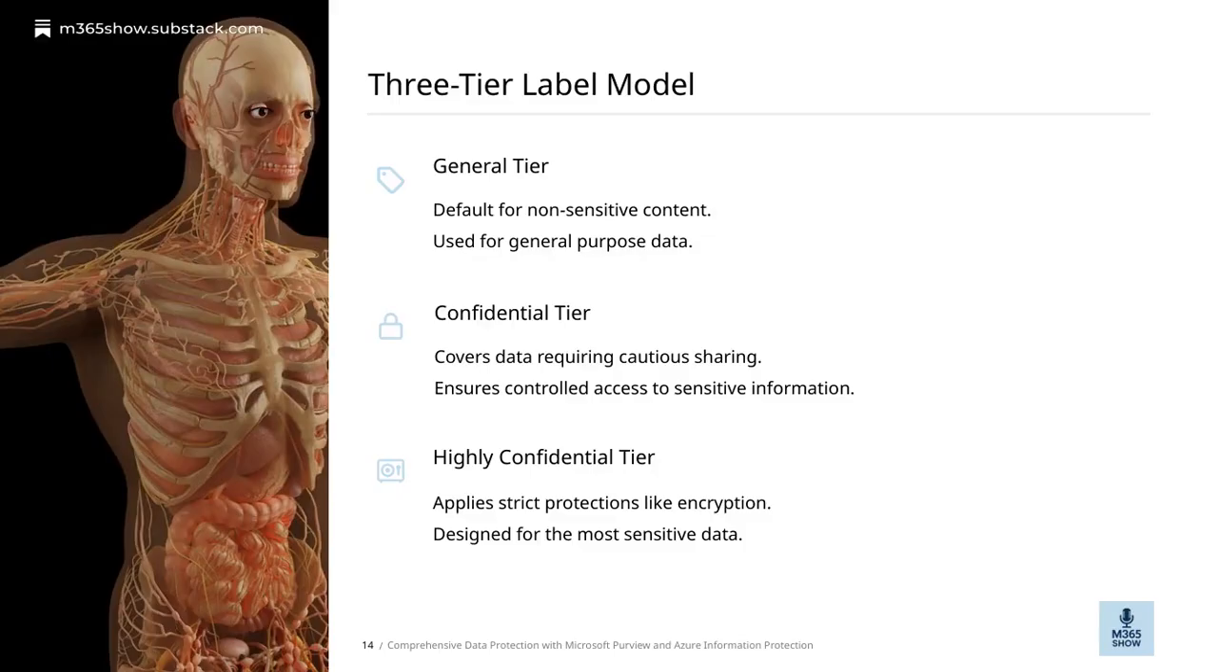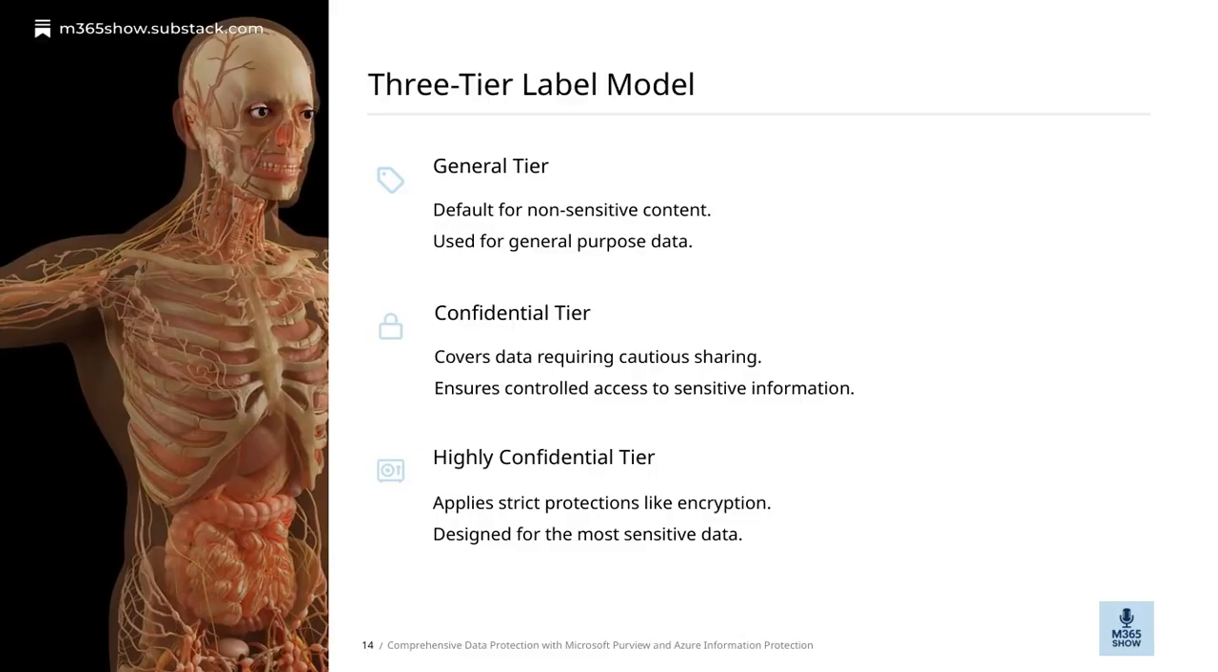Now, let's take a closer look at how we implement comprehensive data protection with Microsoft Purview and Azure Information Protection. On this slide, you'll see that we apply strict protections like encryption to safeguard our most sensitive data. This is designed specifically for the most critical information that requires the highest level of security. We refer to this as the highly confidential tier, which covers data that needs cautious sharing and controlled access to prevent any leaks or unauthorized use.